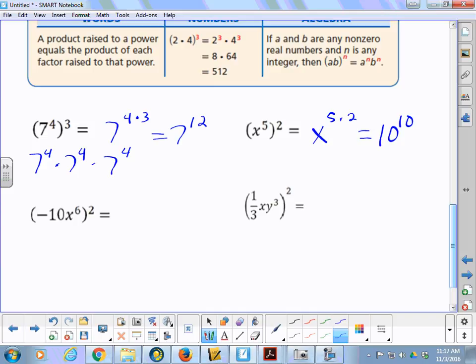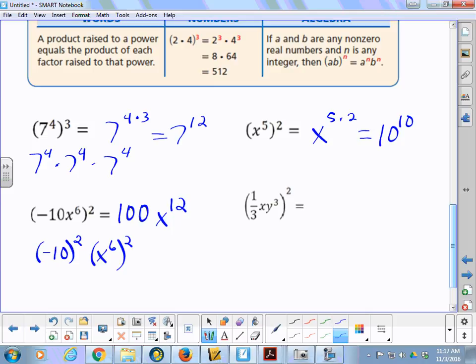So what I'm going to do is I'm going to rewrite this then, because this means negative 10 to the 2nd power, and x to the 6th to the 2nd power. So that's one of the ways we can think about it. Well, what's negative 10 squared? That's 100. And 6 times 2 is 12, so x to the 12th.